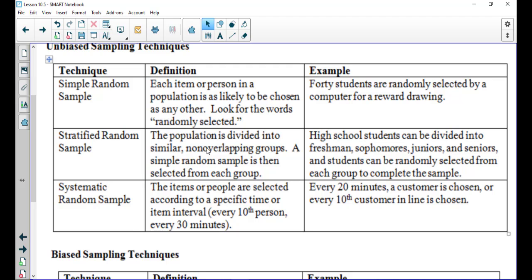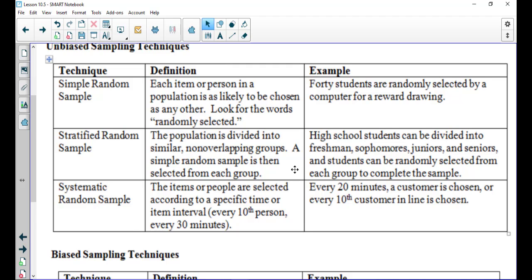A stratified random sample. This is when the population is divided into similar non-overlapping groups. A simple random sample is then selected from each group. So I don't know if you've learned about different types of rocks in science class, but a stratified rock formation is when it has all these little layers of rocks. So I like to think of it like that. We have all these different layers or different groups that we're dividing our population into and then choosing students or choosing people from those groups.